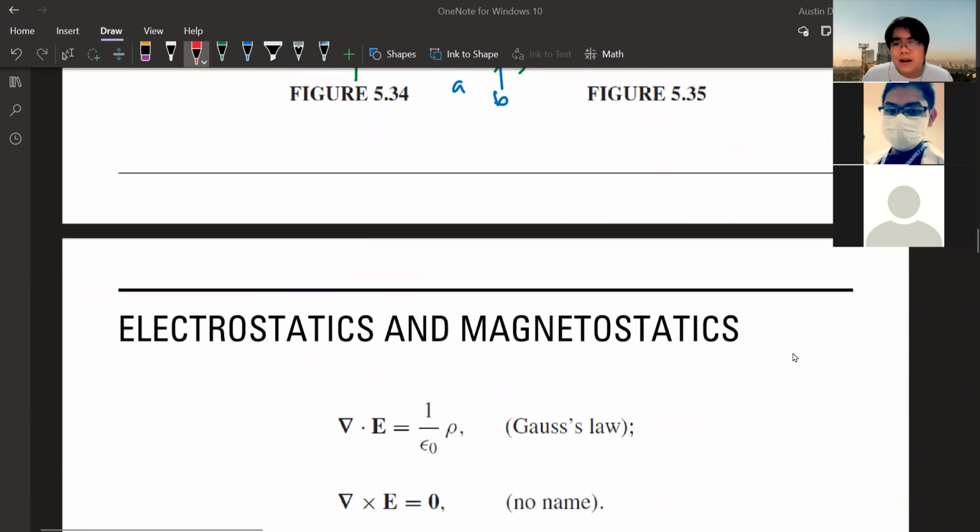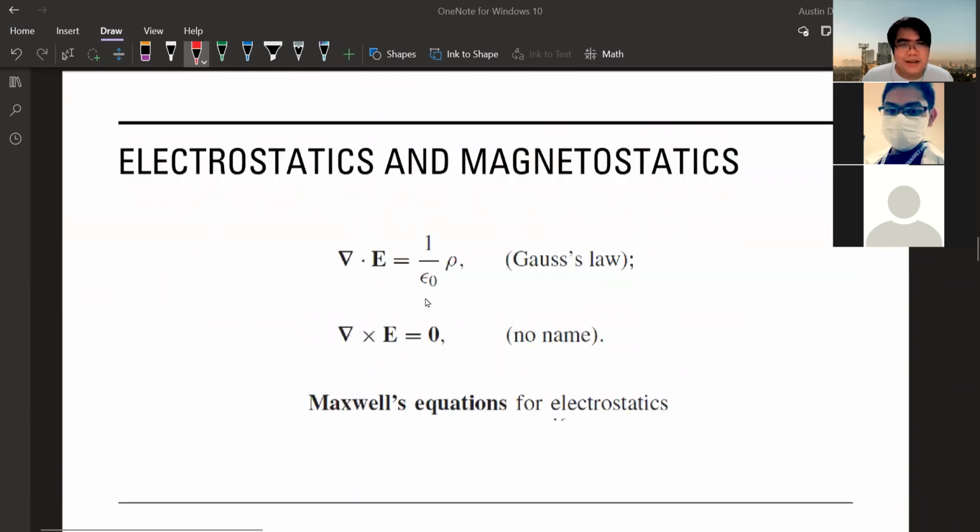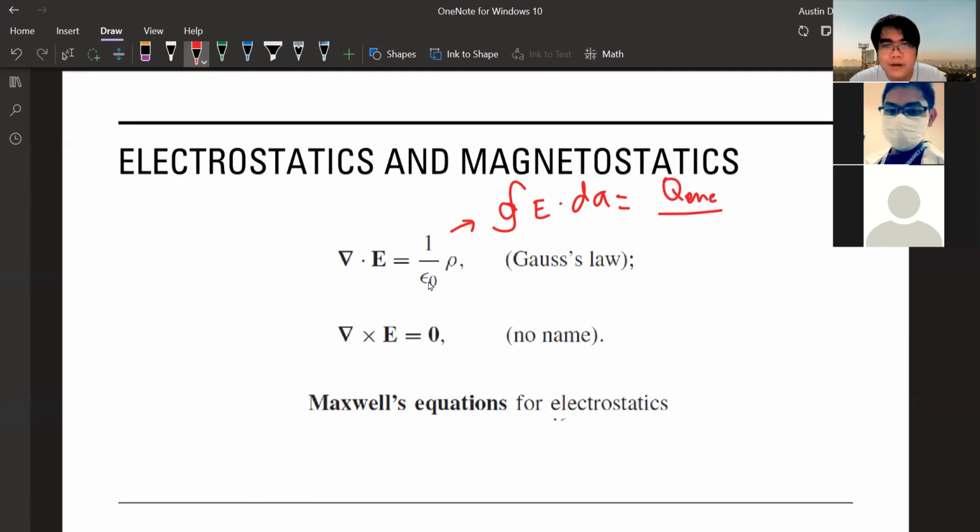Let's take a step back. Tingnan natin kung ano yung meron sa mga na-discuss natin dati. Okay? So, electrostatics and magnetostatics. Tingnan natin yung equations natin. Alam natin that the divergence of E is just rho over epsilon naught. Okay? So, you use the divergence theorem here. Para ma-produce mo yung E dot dA must be equal to Q enclosed over epsilon naught. Okay?